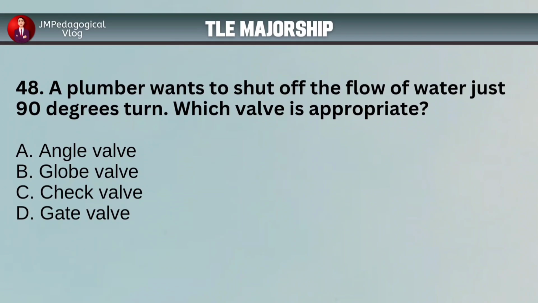48. A plumber wants to shut off the flow of water with just a 90 degree turn. Which valve is appropriate? a. Angle valve. b. Globe valve. c. Check valve. d. Gate valve.